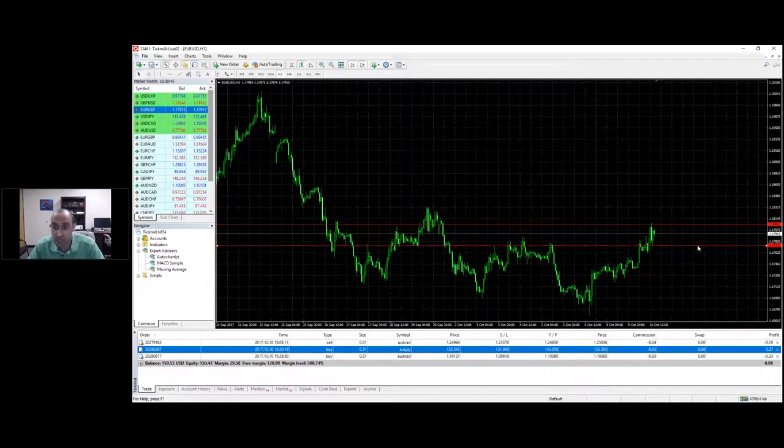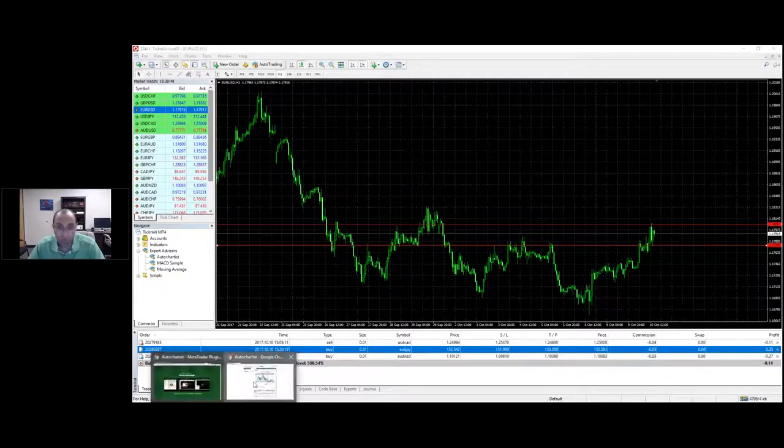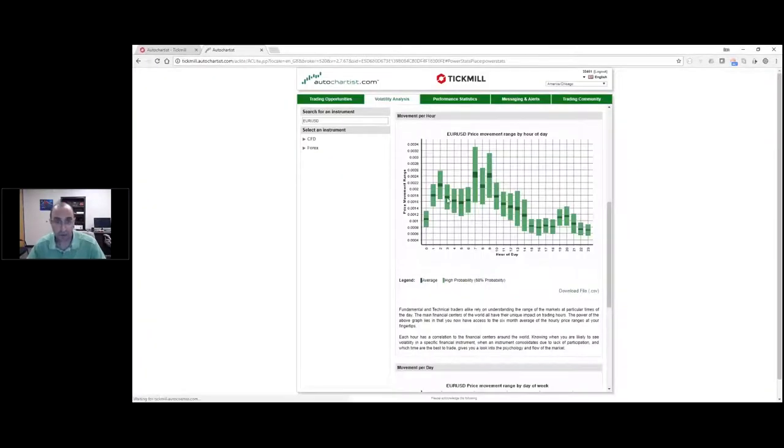And so this is why this Autochartist volatility analysis is very important for you, because even if you don't use the Autochartist indicator or the expert advisor on your chart, you can still look at this volatility analysis per hour of day graph, and understand where you expect the price to be and how much you expect it to trade before you set your position size, right?